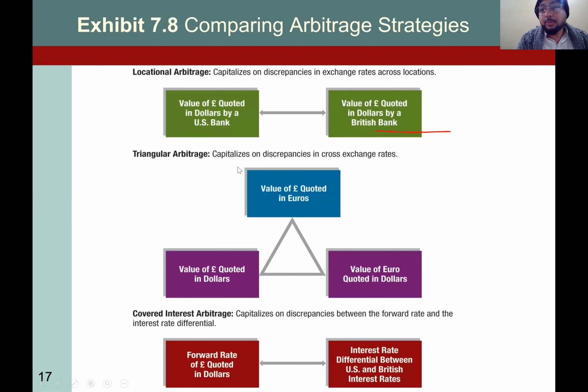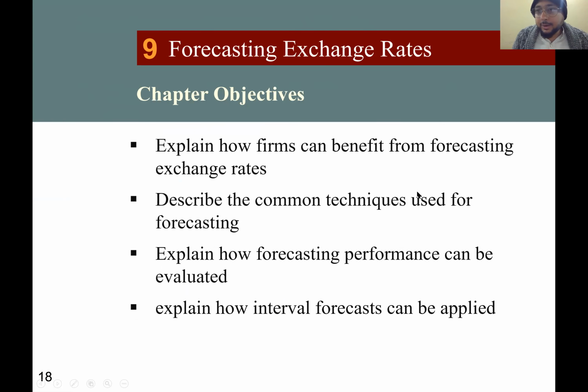So here we play with locational arbitrage between the locations. Triangular arbitrage is between the currencies and the cross exchange rate, and in covered interest arbitrage we play with the interest rate differential, covering our position with a forward contract. Okay, now we will talk about chapter 9, which is forecasting exchange rates.